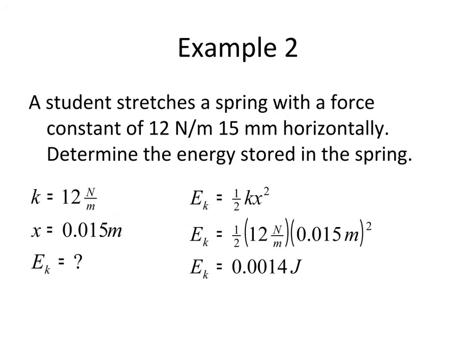Now we'll select our equation, and we'll use the elastic potential energy formula. So E sub E is equal to 0.0014 joules. So there's our elastic potential energy for the spring in this case.